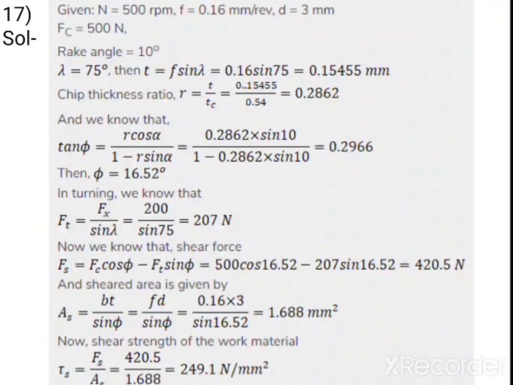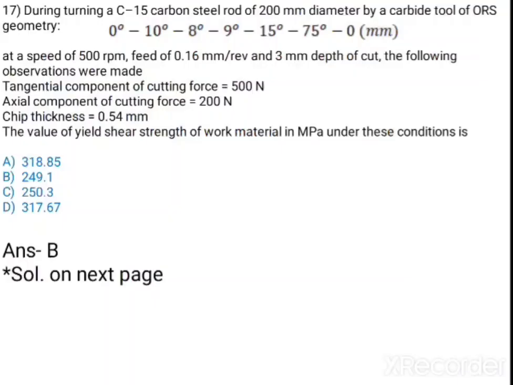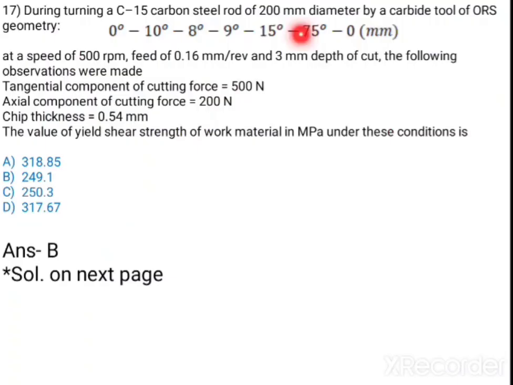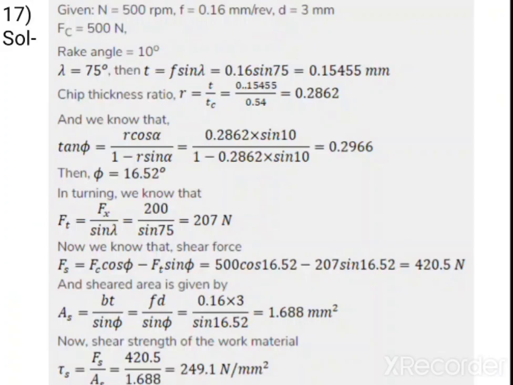From that, the rake angle is also known as 10 degree. So this is your rake angle alpha, that is 10 degree. And then you can find lambda directly from this ORS system. So lambda is equal to 75 degree. Then here we can use the relationship for finding the thickness: t is equal to f into sine lambda, and you will get 0.15455 mm.